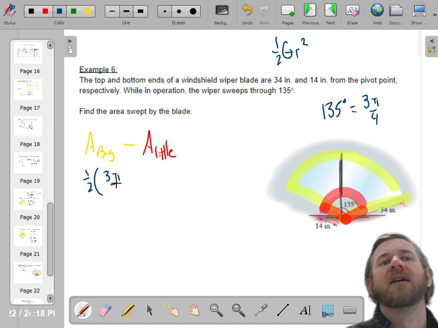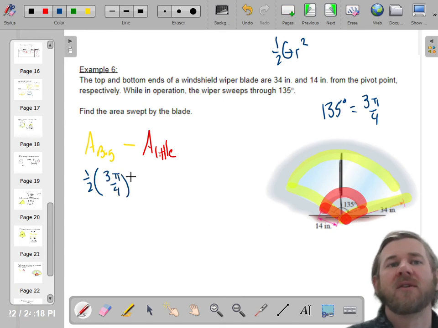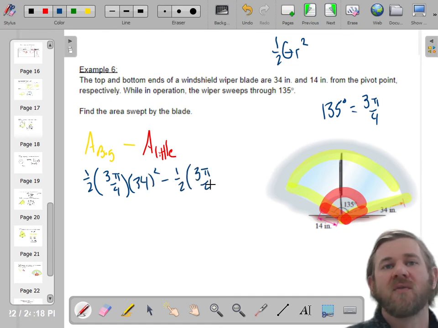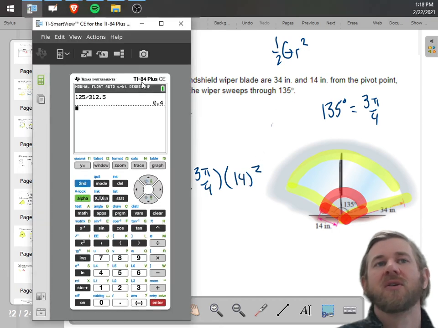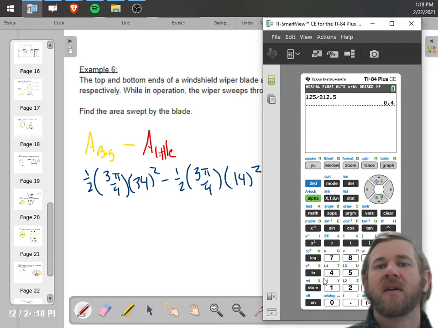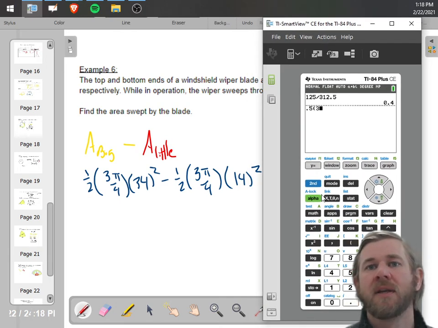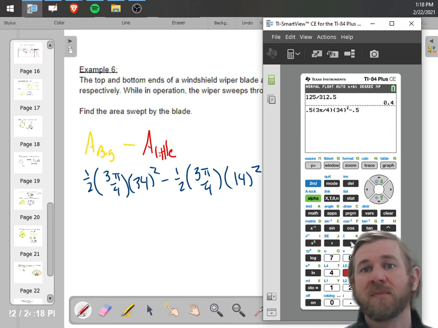1/2 theta r squared, the big one is 34, minus 1/2, same angle, 3 pi over 4. The radius here, though, is 14 squared. So you can type it straight into the calculator. It's pure calculator work. I'm going to do 0.5 times 3 pi over 4 times 34 squared. Now make sure you are practicing typing these in, because even when I give people calculators, they mess it up. You got to be pretty proficient with your calculator here. Minus 14 squared.